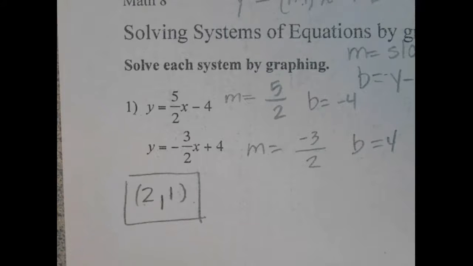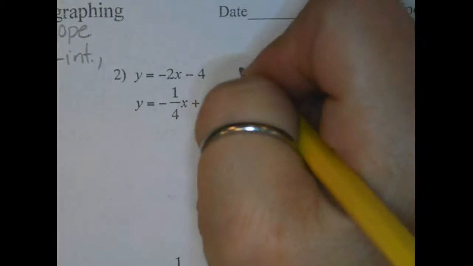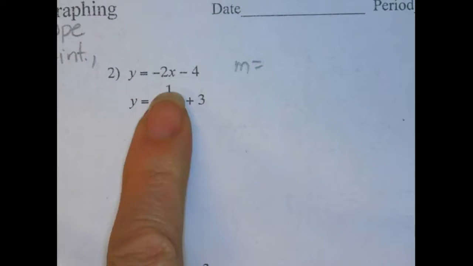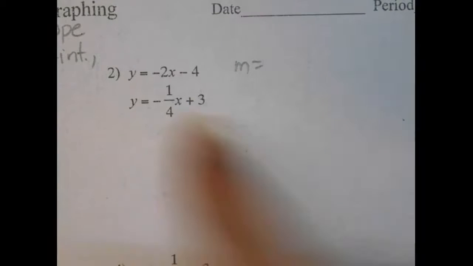Easy peasy lemon squeezy. All we're finding is our M and our B. Let's look at number 2 really quick. We're not going to graph it, but we're going to label it. What is my M for number 2? Look at it. What is M? What is it, Andrew? It's negative 2.